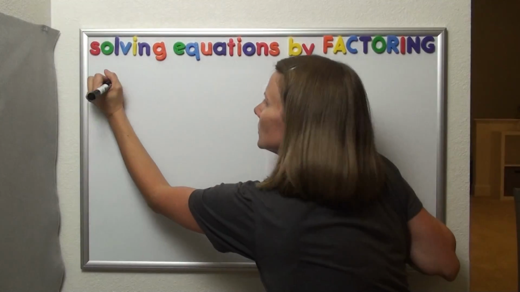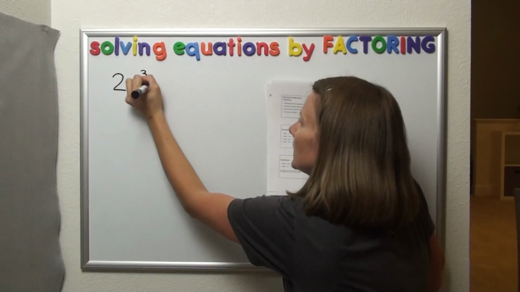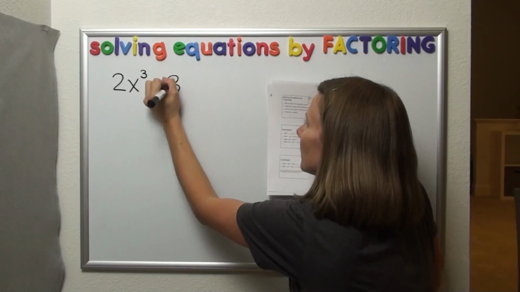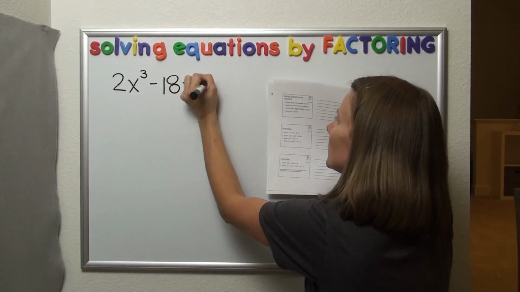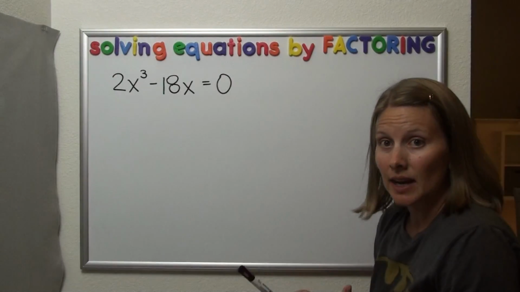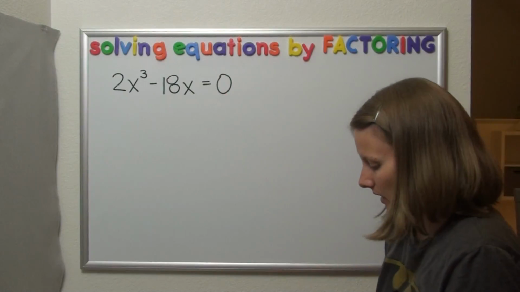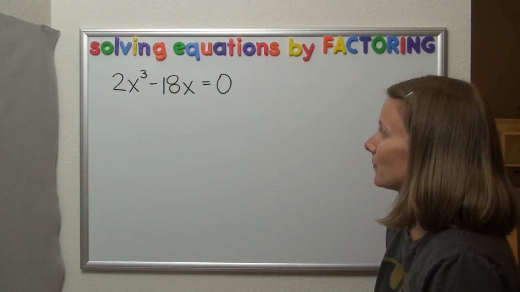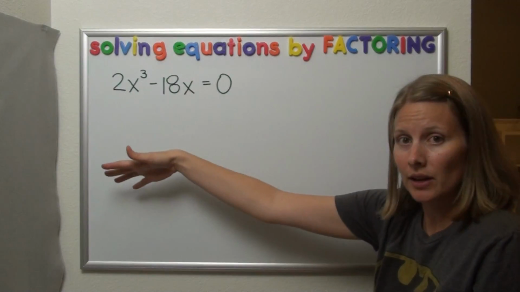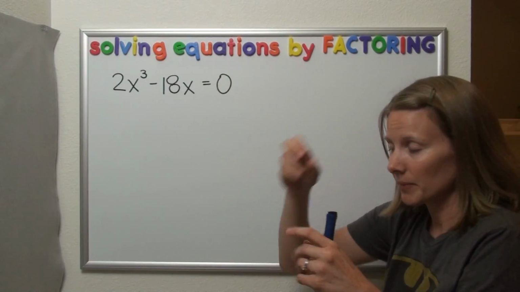Okay, let's look at 2x cubed minus 18x equals 0. Okay, so again, step 1 is we want to push everything to one side, set it to 0. And again, we have an example where that's been done for us. So step 2, we factor that non-zero side. Again, for factoring, we want it to say something times something.